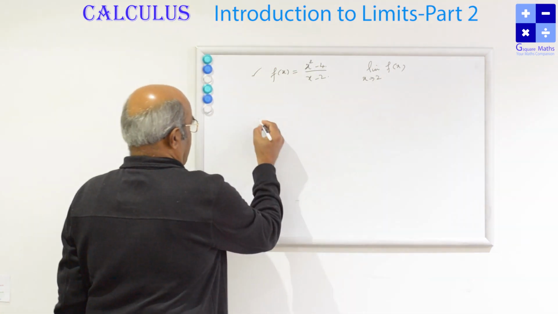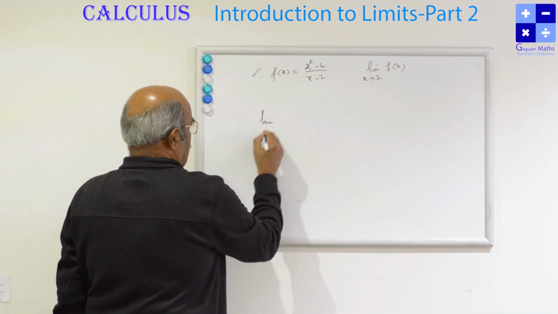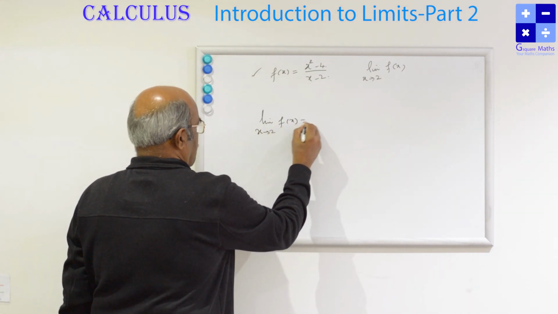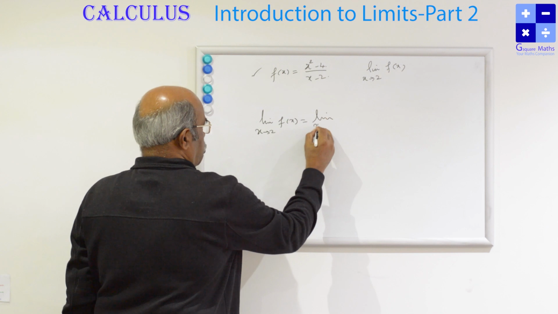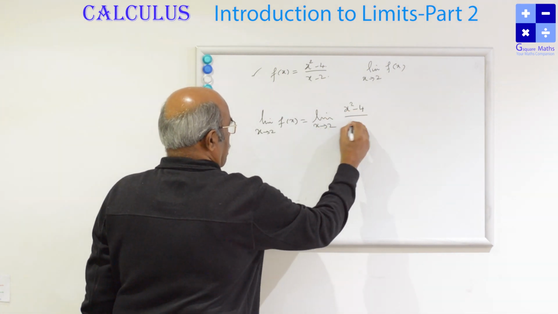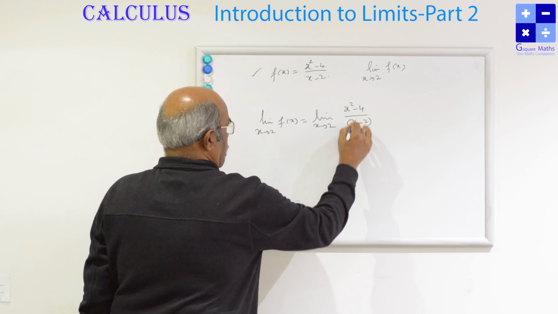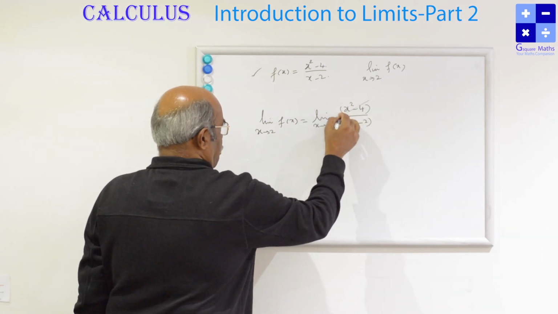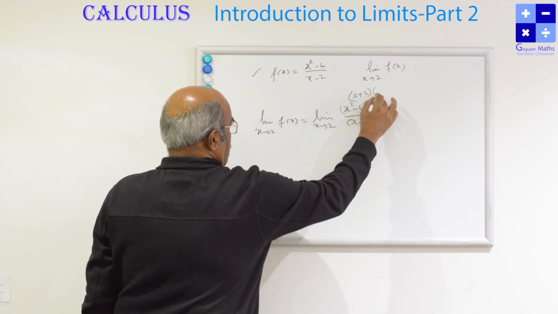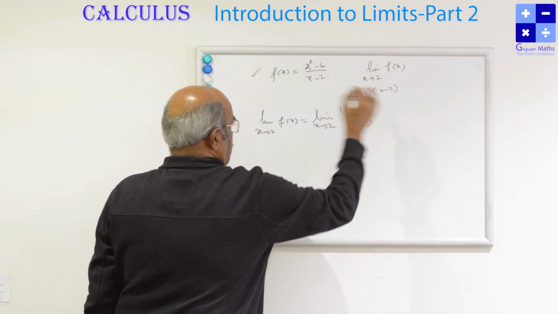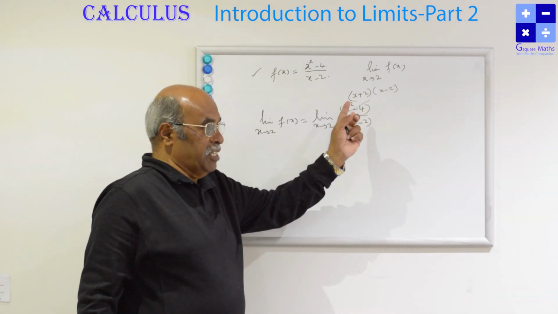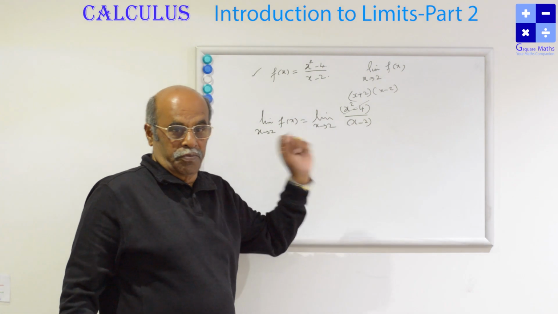See, for example, in this case, limit x tends to 2 of f(x) is equal to limit x tends to 2 of (x square minus 4) by (x minus 2). My dear children, we know how to factorize this. It is nothing but (x plus 2) into (x minus 2). Now there is a common factor in the numerator and denominator, because of that only it is coming 0 by 0 form.